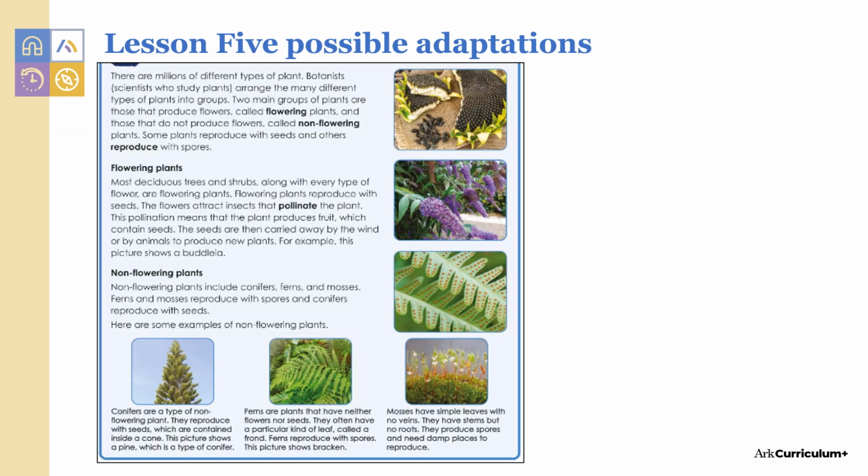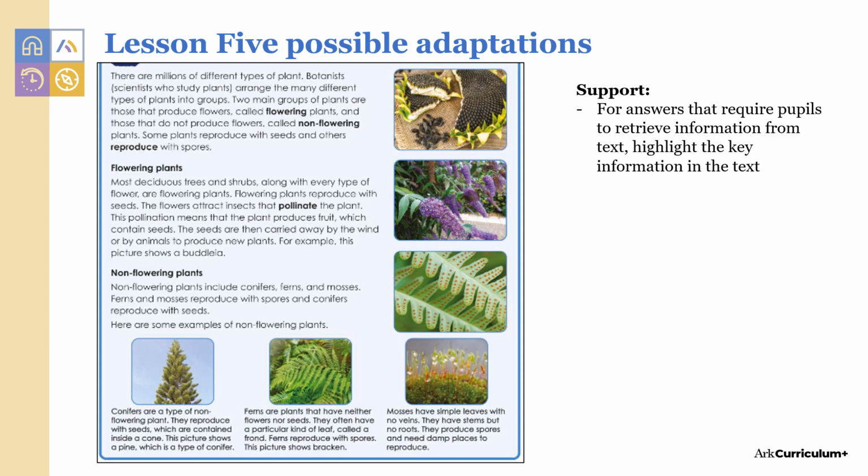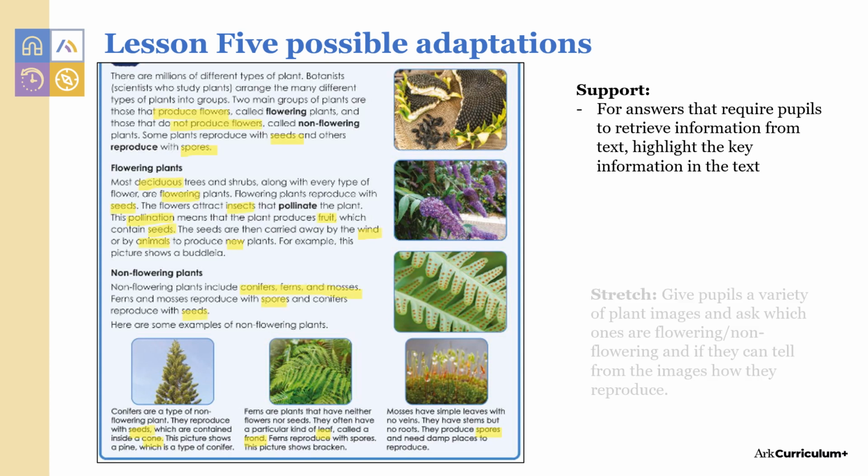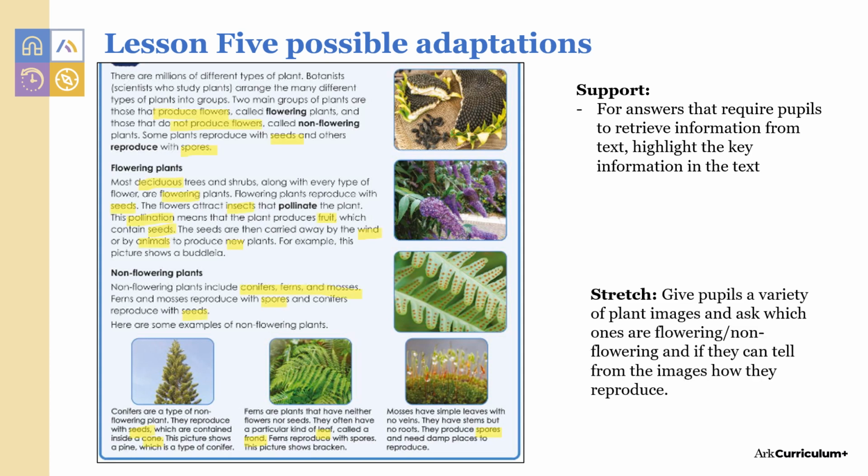In many lessons, pupils are required to read knowledge-rich texts and complete an activity based on this information. To support pupils for answering questions that require pupils to retrieve information from text, highlight the key information. Stretch pupils by giving pupils a variety of plant images and ask which ones are flowering or non-flowering, and if they can tell from the images how they reproduce.